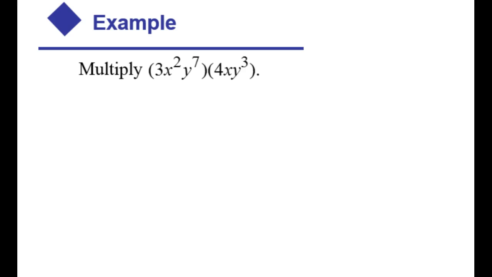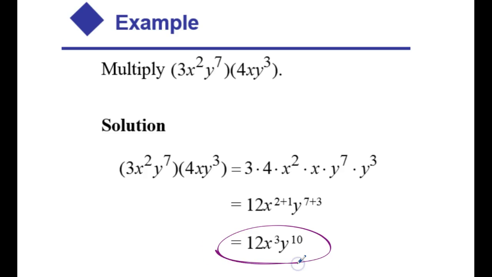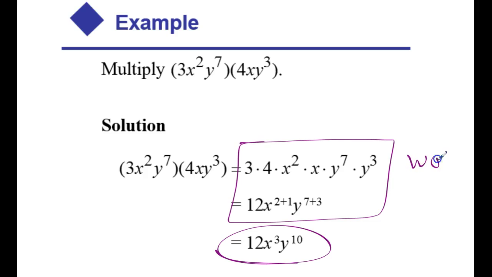So looking at our first example then, let's follow suit. 3 times 4 is 12. X squared, another x, is x cubed. And then let's just count. 7 plus 3 more y's gives me y to the 10th. Final answer, 12x cubed y to the 10th. So I would skip all of this. This is nice work, but you don't need to show that to me. I think you can do that in your head.